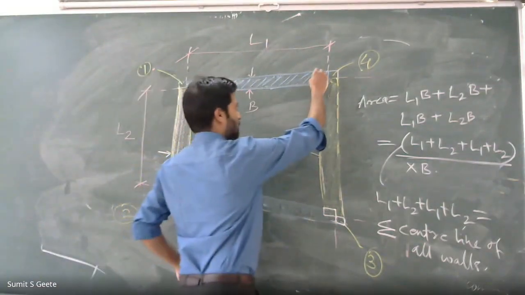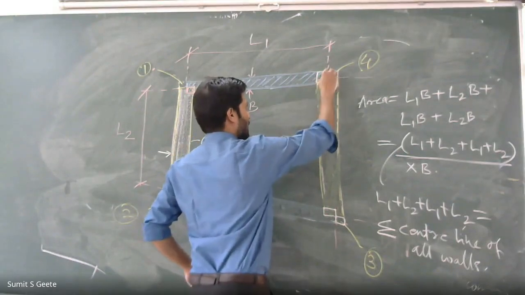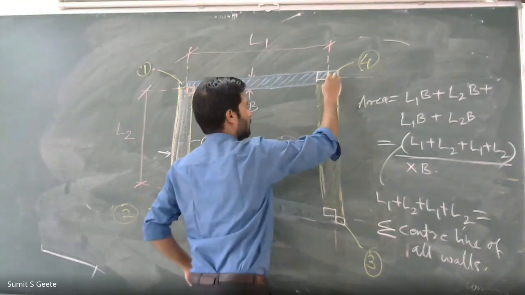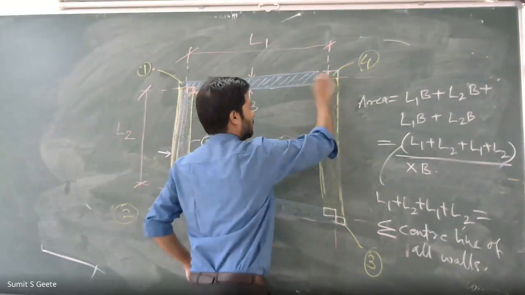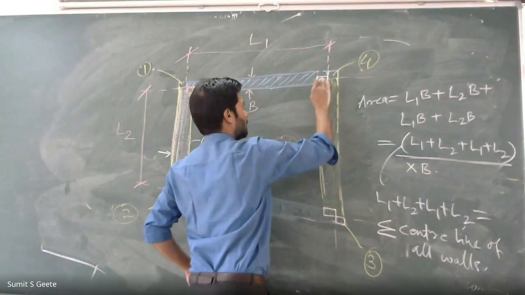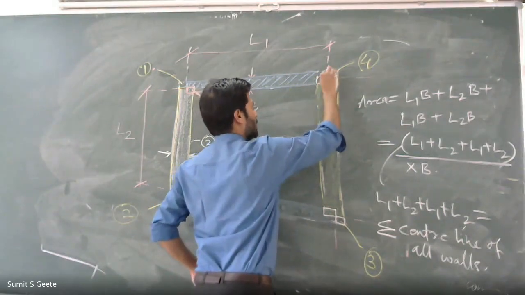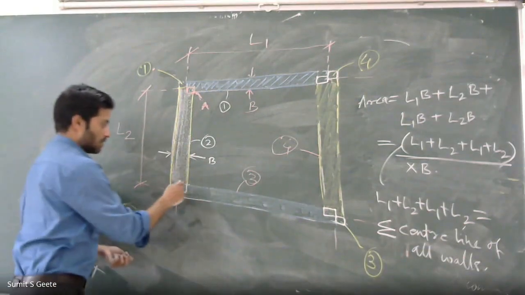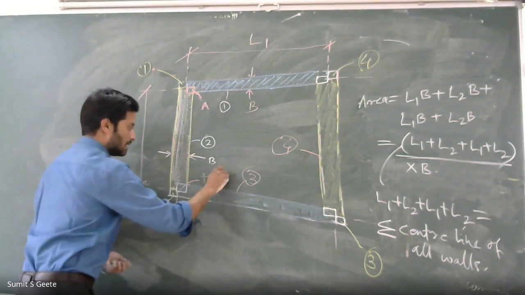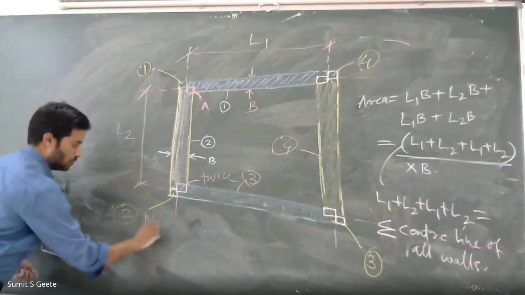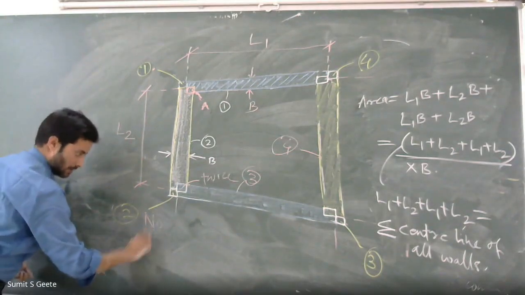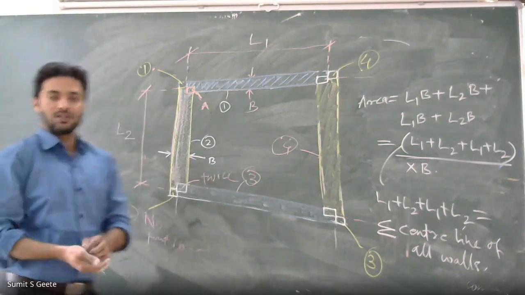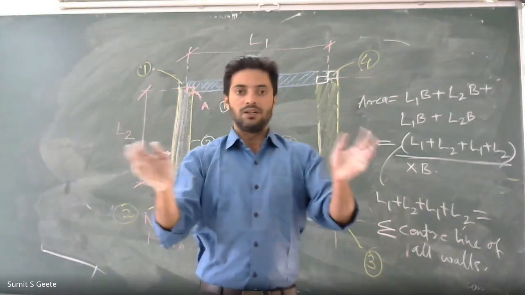Same way, this portion is repeated twice, but this portion is not repeated at all, so it takes no part in the calculation. So they are counterbalanced with each other. So this is the basic fundamental of this center line method.